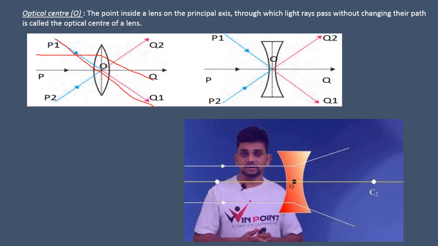Correct, see, I am telling once again here also. Suppose when the light ray falls on this lens, after falling it is going to get refracted, it is going to change its path.